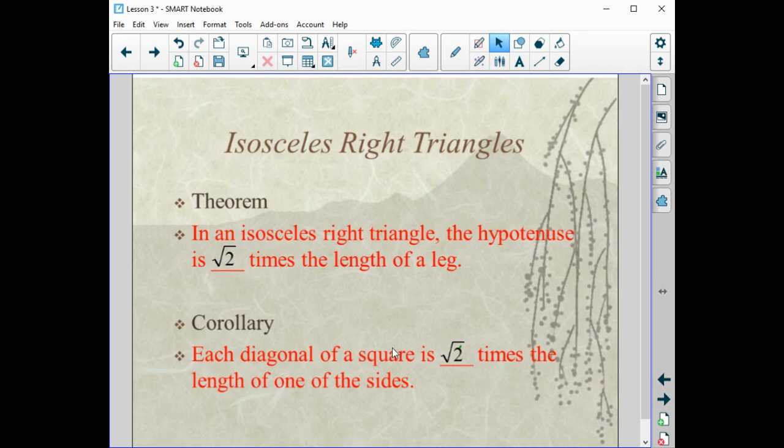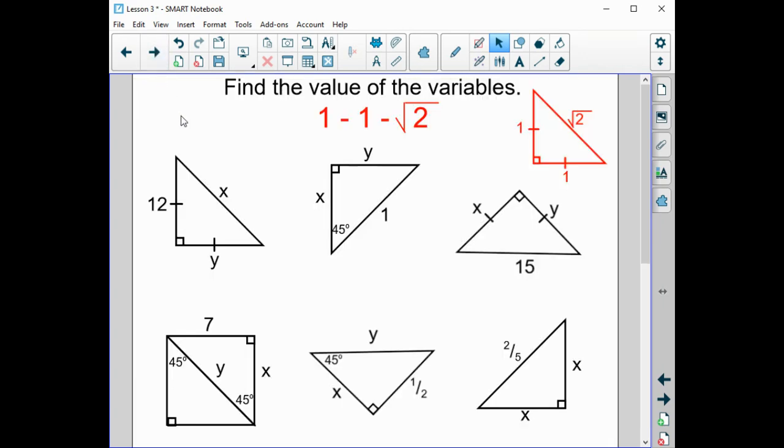The corollary is talking about a square. And if I draw a diagonal into a square, it's not hard to imagine that it would divide it into 2 isosceles right triangles. So it makes sense that the diagonal of the square is radical 2 times the length of one of the sides. You can probably live without this particular corollary because it's so closely related to the theorem that you should just see the theorem when you look at the square with the diagonal drawn in it. Let's use this in some examples.